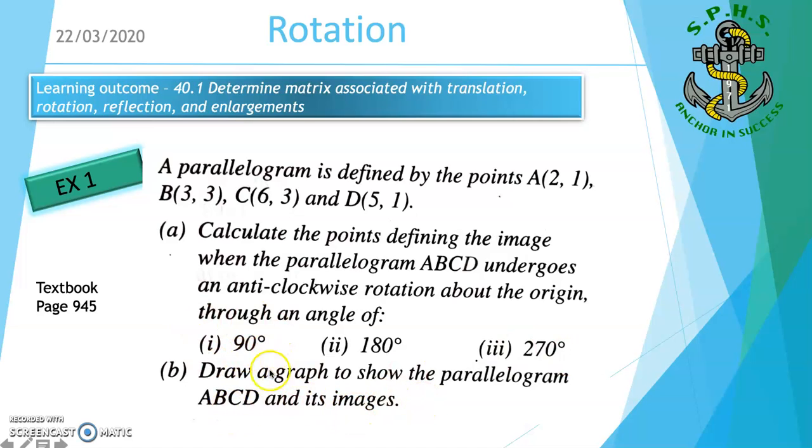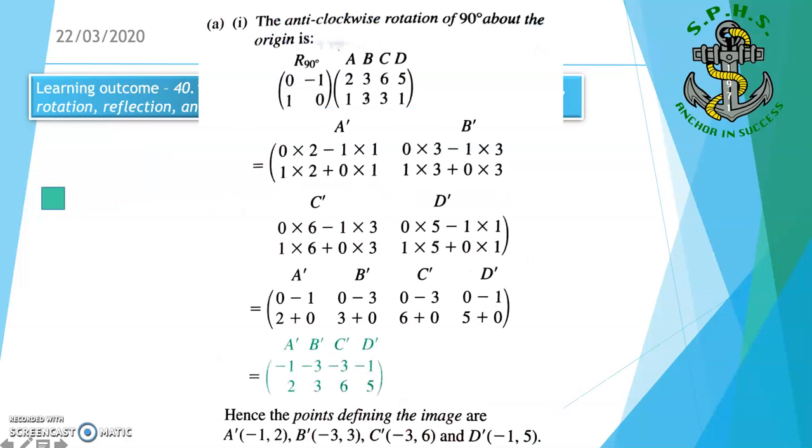So I will be showing 3 examples, 3 rotations, and then how all 4 of them will look on the graph, including the original image. Example 1. Substituting into the formula, I get 0, negative 1, 1, 0 to multiply ABCD by. In doing so, I'm going to do A for the top and the bottom, and then move to B, and then C, and then D.